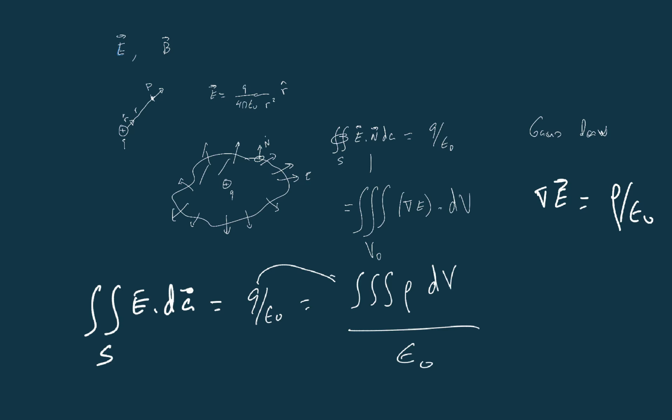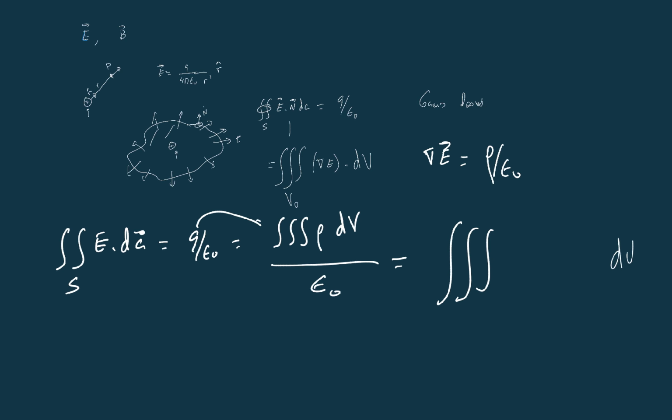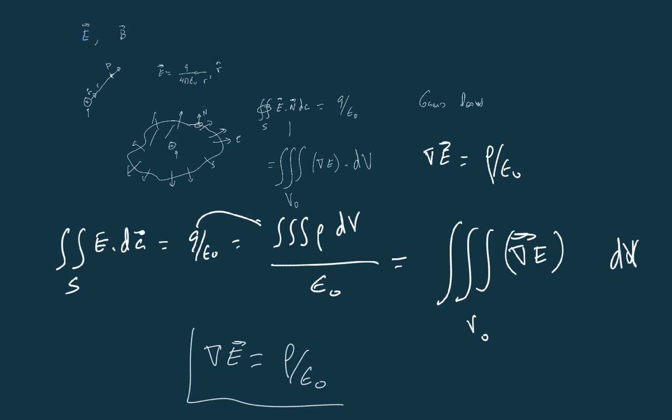So Q divided by epsilon sub 0 is the flux. But we have seen that applying the divergence theorem, this is equal to the triple integral over the volume dV of the divergence of E. If this is true for all volumes, for all surfaces, what we have is that the divergence of E, that is a scalar function, is rho divided by epsilon sub 0.